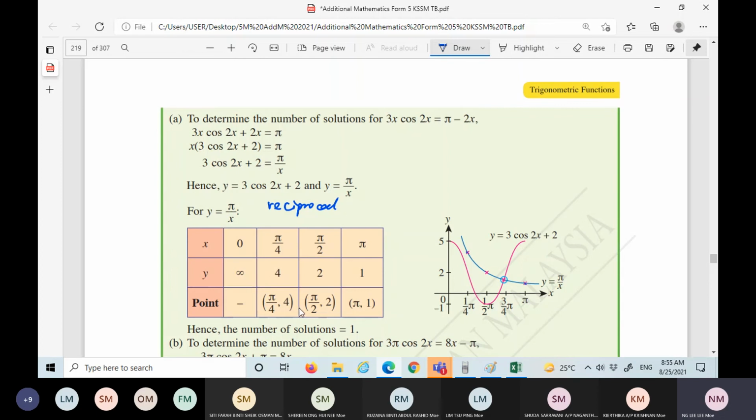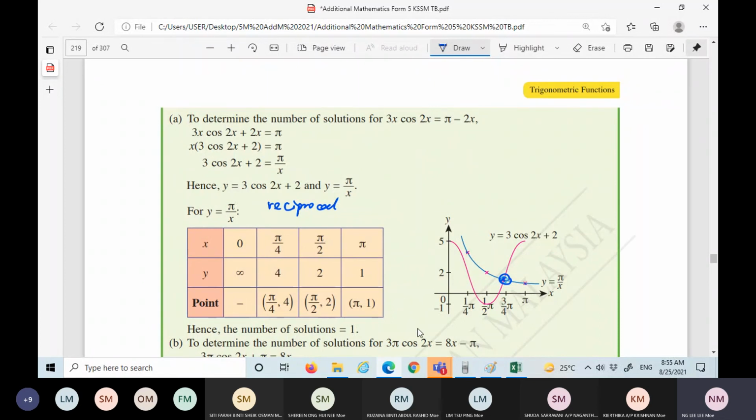And then the question is the number of solutions. So you see the pink one, you see the blue one, they cut at how many points? They cut at only 1 point. They are not interested in the x value here, so you just answer the number of solutions is 1, because they cut at 1 point. So this is for part A. Now we go to part B.